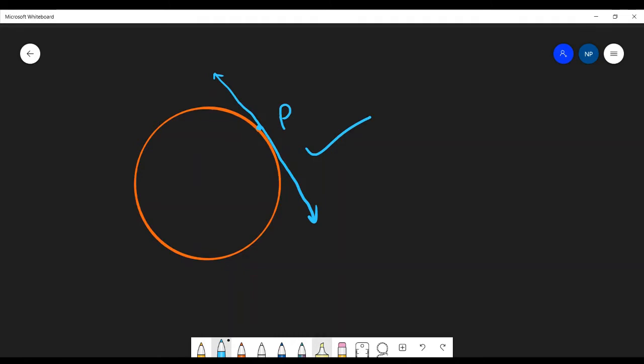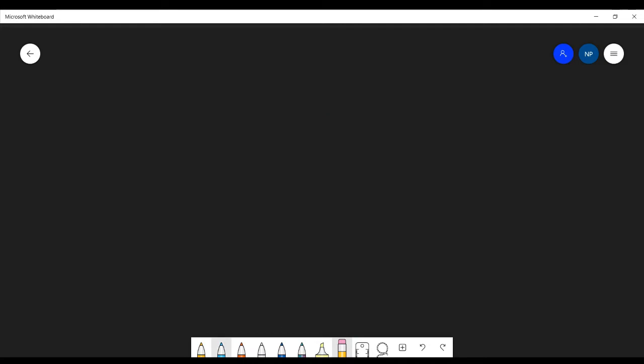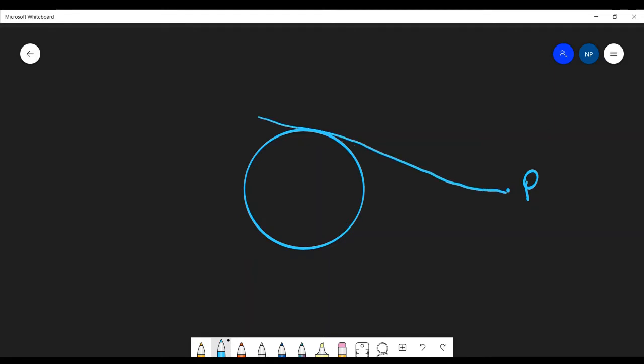Now, third case, they want us that if there is a point P which is outside the circle, will we be able to draw the tangents? Suppose this is a circle, and P is a point outside the circle. Will we be able to draw tangents from here to the circle? Yes, of course. From P, we will be able to draw lines, one point exactly touching on the circle.